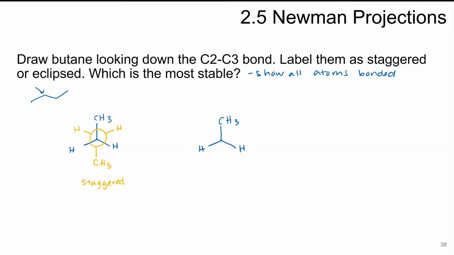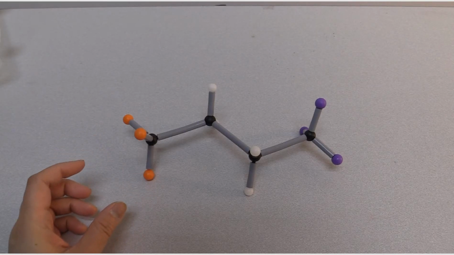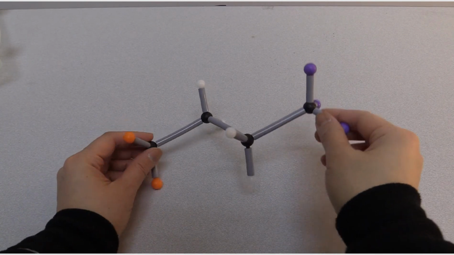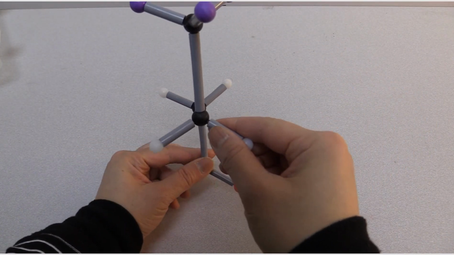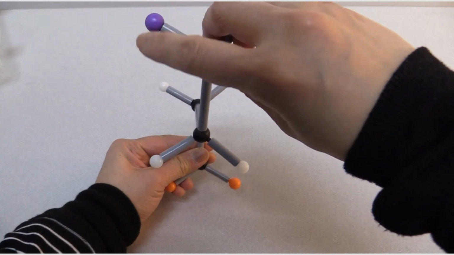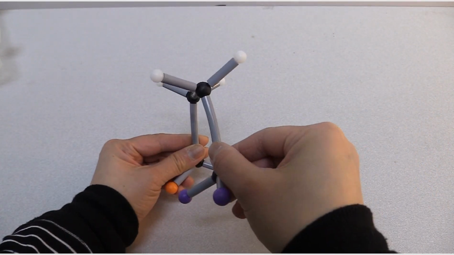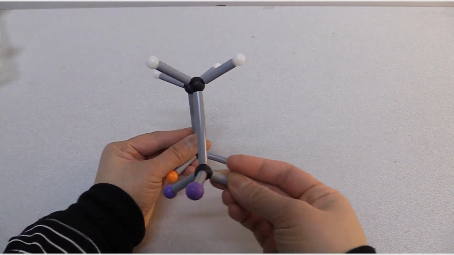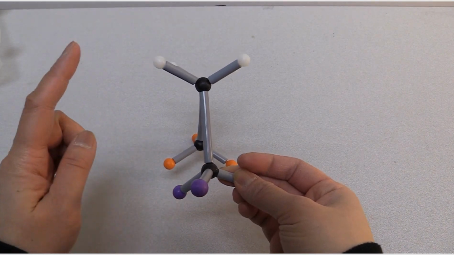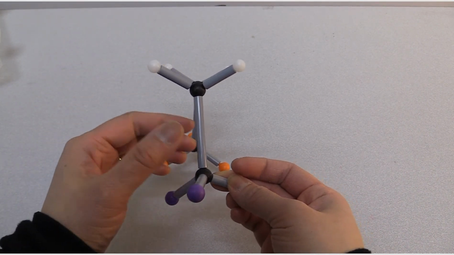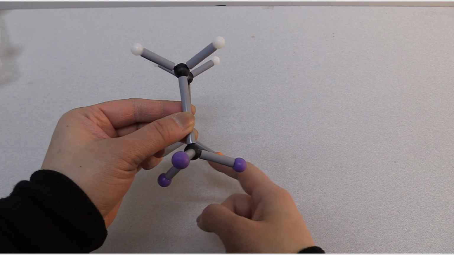I'll demonstrate with the models what the eclipse looks like. So here's our butane again. This is our eclipsed. I'm going to do a rotation here around the bond. So I'm just twisting it. And now these are eclipsed in front of the other. The hydrogens are blocking each other, as are the CH3s. So this is the eclipse.